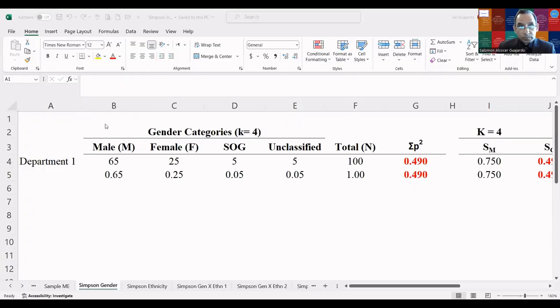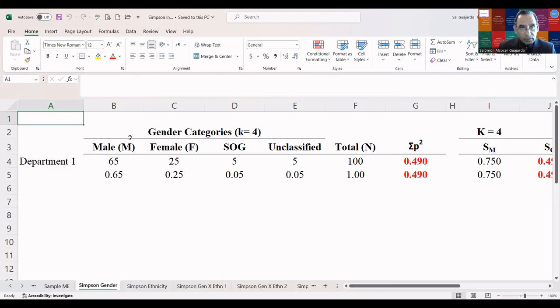As I mentioned several minutes ago, I'm going to apply the formulas for the unbiased and biased Simpson diversity scores to data. So what I'm going to do is share my spreadsheet with you. This spreadsheet was created prior to the presentation. And so what I'm going to do here is apply the biased and unbiased formulas to this data.